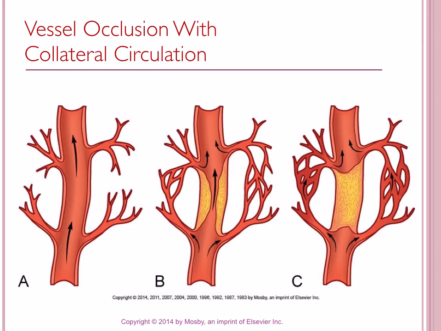These are pictures of three blood vessels, the same blood vessel, showing how it can have collateral circulation. So, vessel occlusion with collateral circulation. You can see in A, it is an open functioning coronary artery. And then in B, you can see it's partial coronary artery closure with collateral circulation being established. The arrow points to how the blood flow is going.